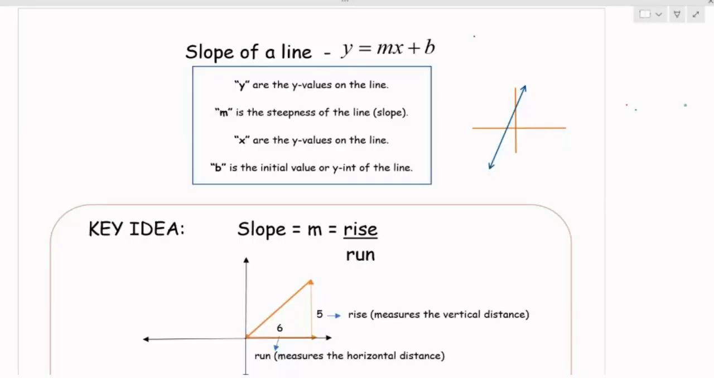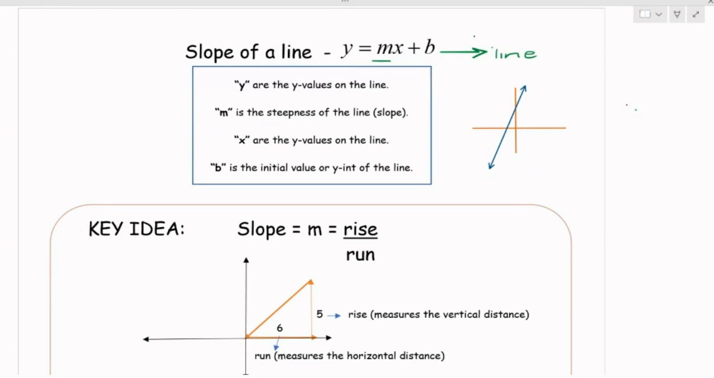What I always like to start with is the equation or the idea that we're building up to. Up here at the top, even though we're going to focus on slope of a line, it's going to play a big role in the equation of a line: y equals mx plus b. I'm going to go through all the variables right now and what they mean.